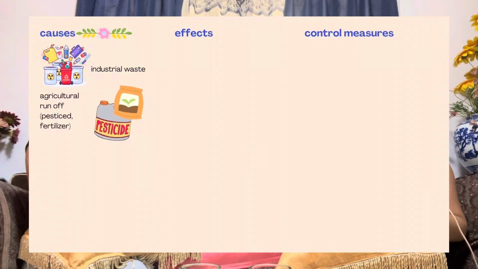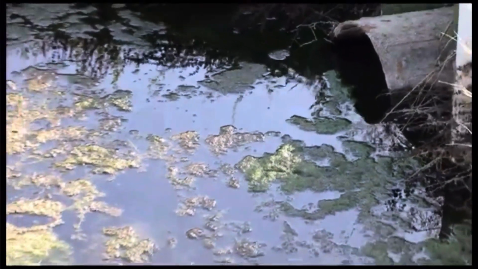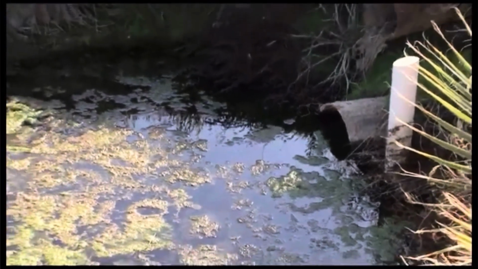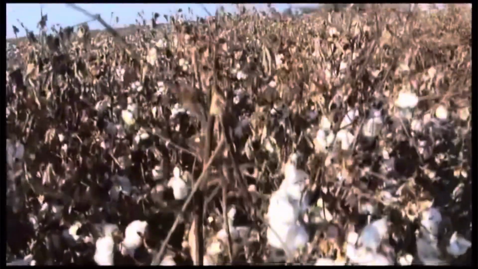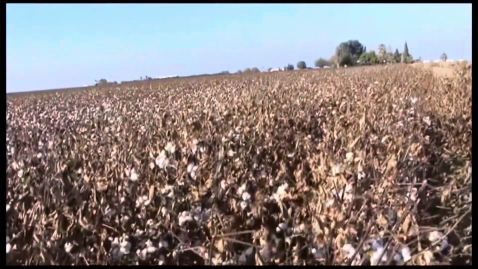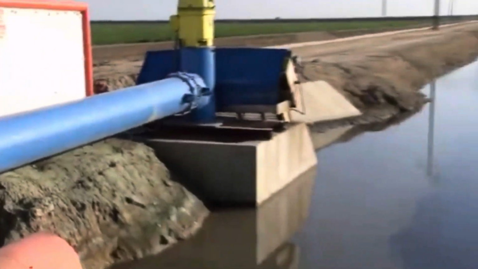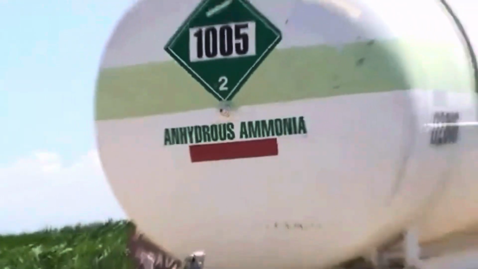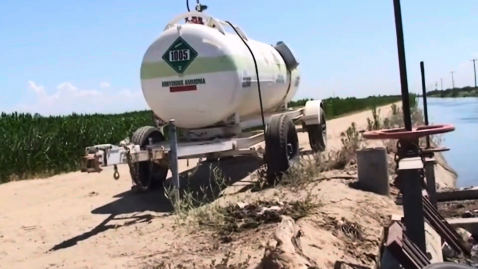Next, we have agricultural runoff. Agricultural runoff containing fertilizers, pesticides, and animal waste can flow into water bodies during rainstorms or irrigation. This runoff introduces excess nutrients like nitrogen and phosphorus into the water, leading to algal blooms and oxygen depletion, harming aquatic life. Additionally, agricultural runoff can carry pathogens and contaminants, posing risks to human life and ecosystems downstream.